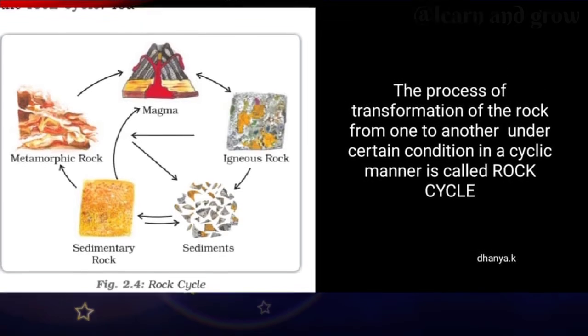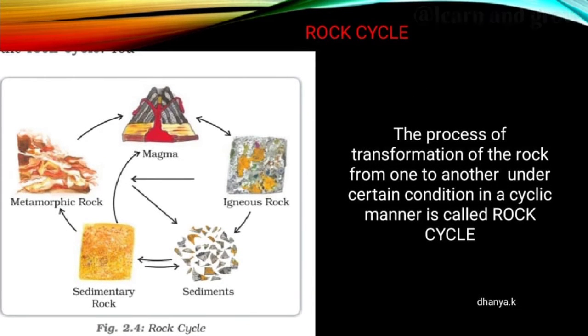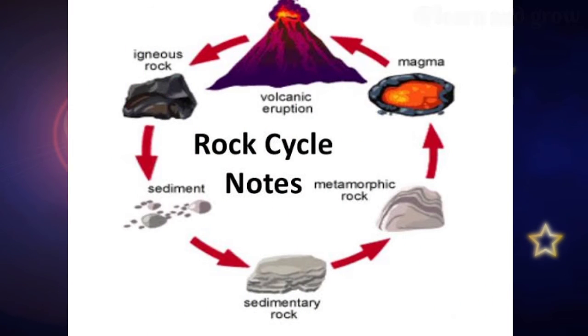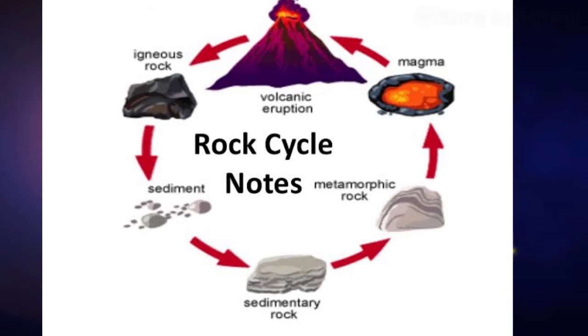You will be surprised to know that one type of rock changes into another under certain conditions in a cyclic manner. This process of transformation of rock from one to another is known as the rock cycle. When the molten magma cools, it solidifies to become igneous rock. These igneous rocks are broken down into small sediments that are transported and deposited to form sedimentary rock.